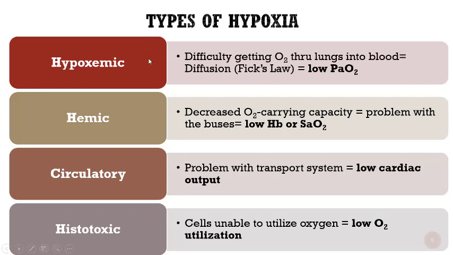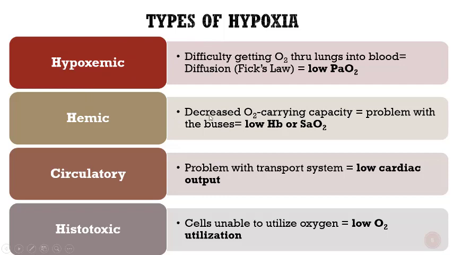This, you're actually going to go back through and figure out what is causing the hypoxia of your patient. So if it's hypoxemic hypoxia, this is where you have some sort of difficulty getting the O2 through the lungs into the blood. So this can be a diffusion issue, something associated with Fick's law. And you're going to have a low arterial oxygen pressure. So that's the general overarching explanation of hypoxemic hypoxia.